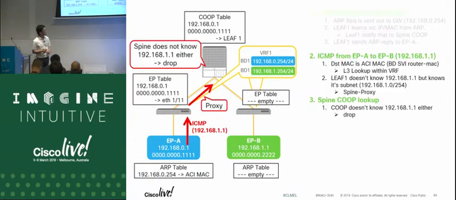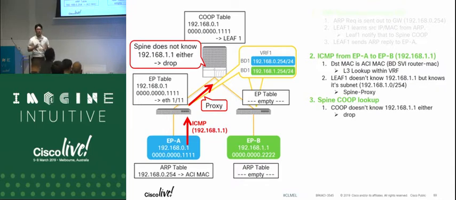And after that, endpoint A can finally send the ICMP to IP address 1.1 with the destination MAC address of the default gateway. Okay? Then leaf 1 will check the MAC address first in the endpoint table. And it's the default gateway. So that's why it decides to do the IP lookup in the endpoint table first. And that's the endpoint table of this leaf 1.